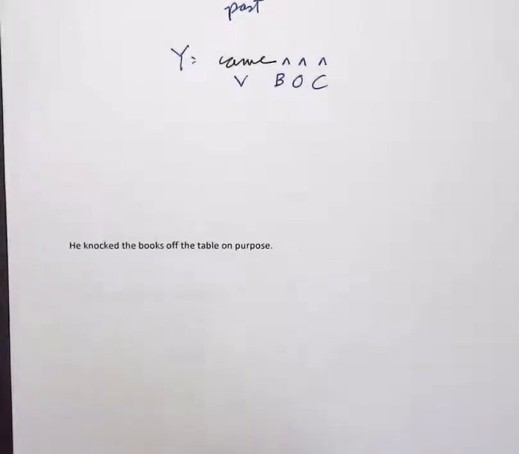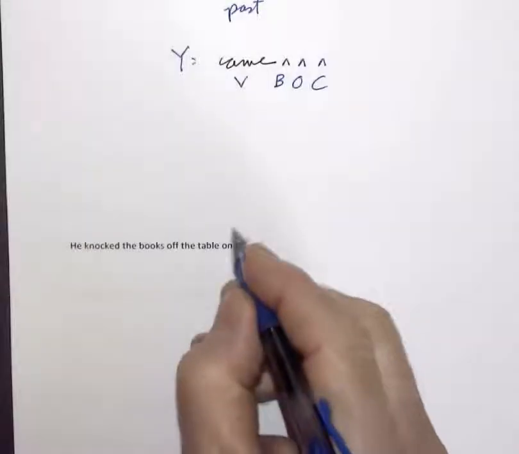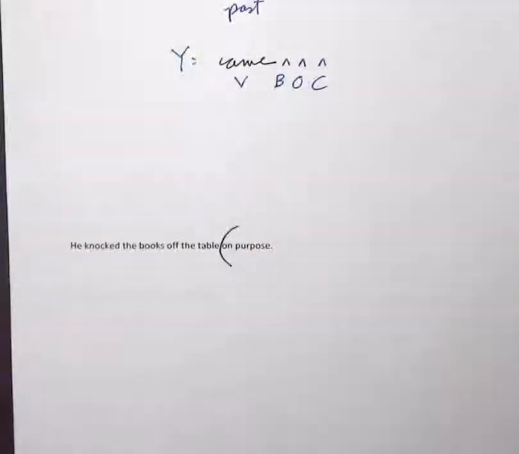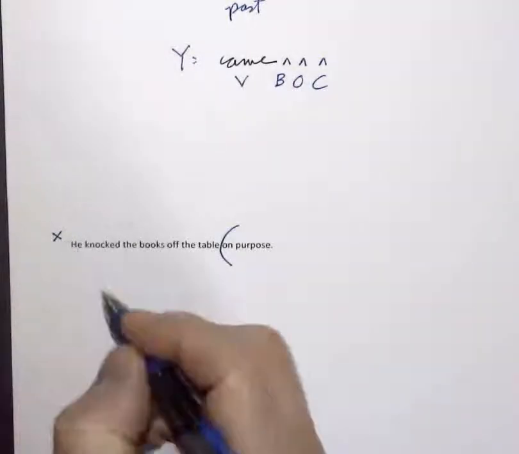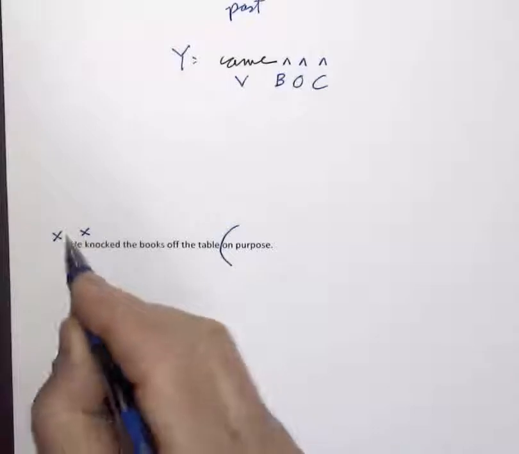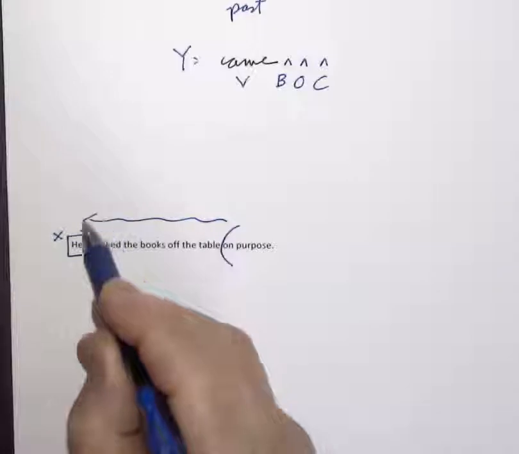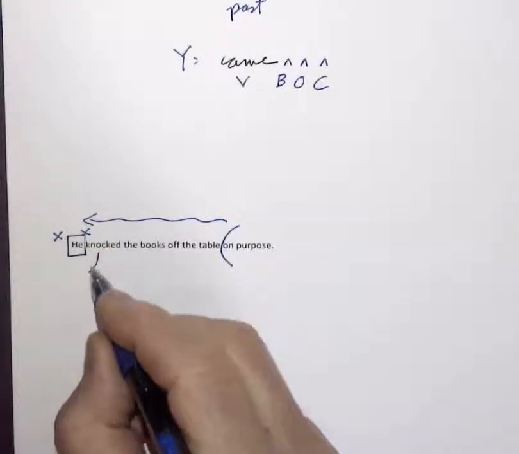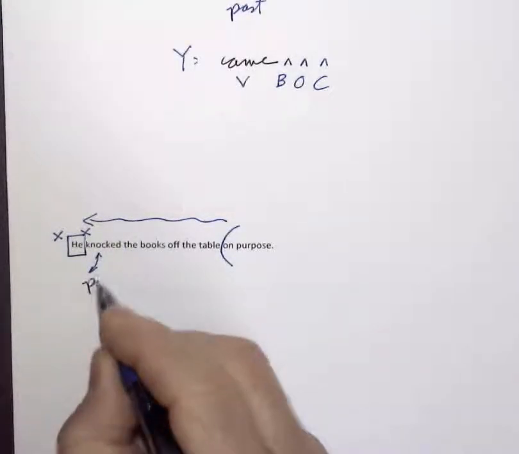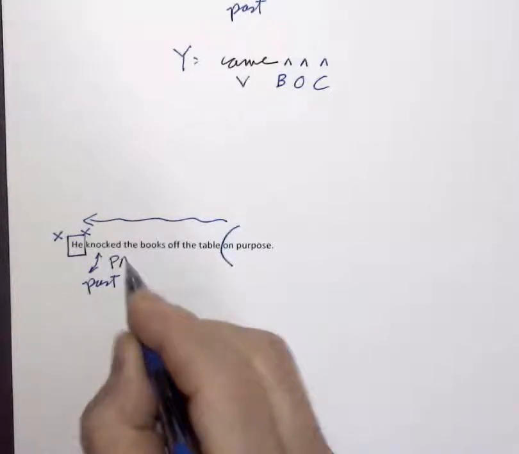He knocked the books off the table on purpose. Again, if you wanted to, you could say maybe there's no shifters. I think we could put a shifter here. On purpose, he knocked the books off the table. Did he knock the books? He did not knock the books. He is the subject, and the predicate is in between. Knocked ties with the past. It's the past form.